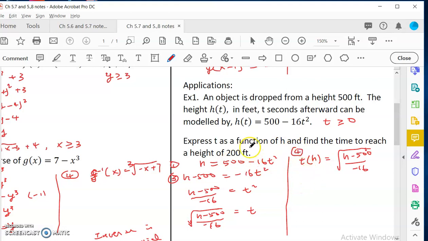And then to do this, find the time to reach a height of 200. So when height is 200, I'm going to plug in, right? So t of 200 would equal the square root of 200 minus 500 over negative 16. The top is a negative, the bottom is a negative, so you would have a positive inside, which you can do square root. So it will be the square root of negative 300 divided by negative 16, and so it will be 4.3. So at 4.3 seconds, the object will fall to the height of 200 feet.